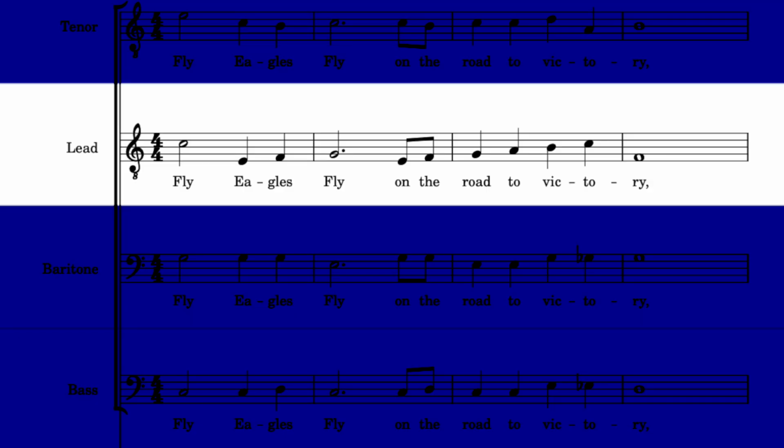The melody is sung by the lead. This is the tune everybody recognizes.